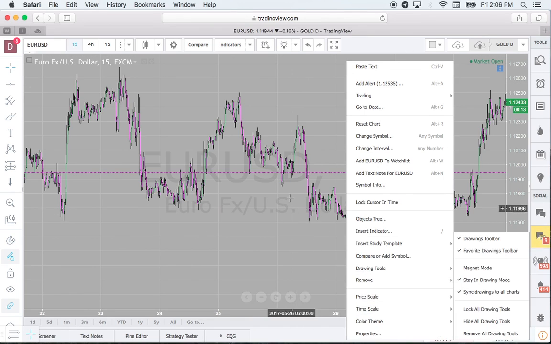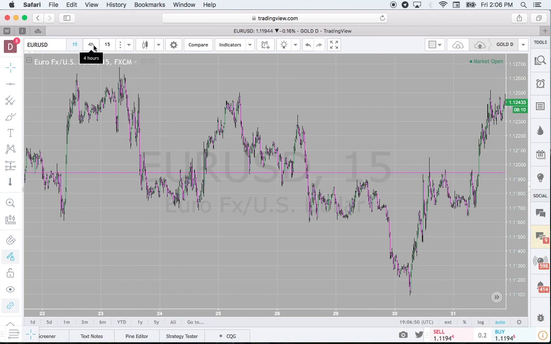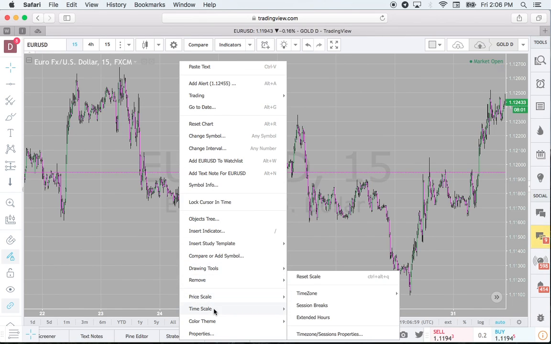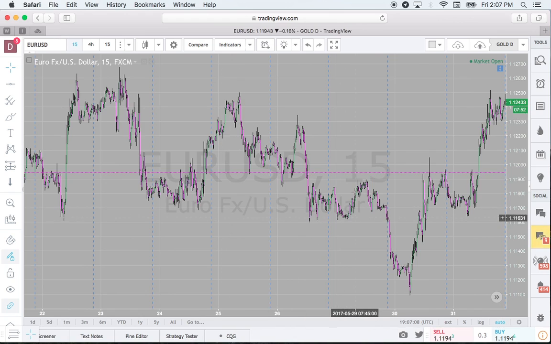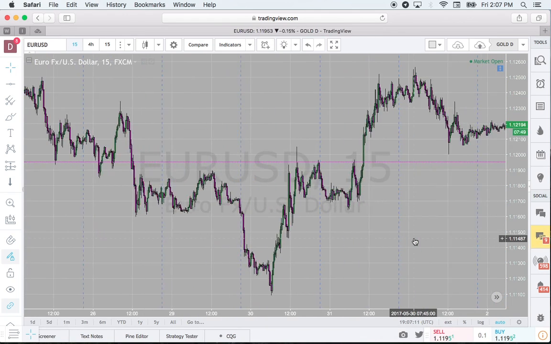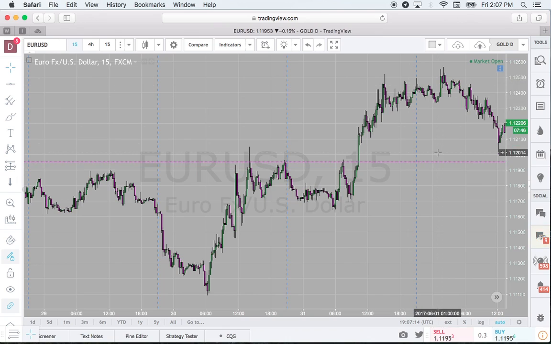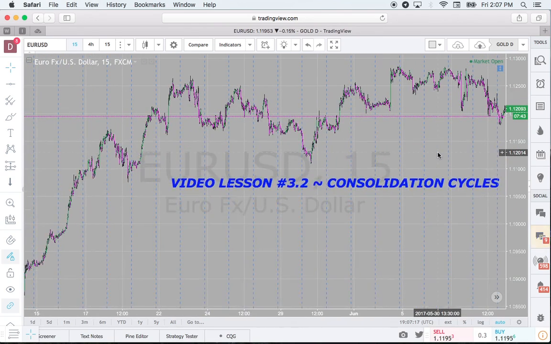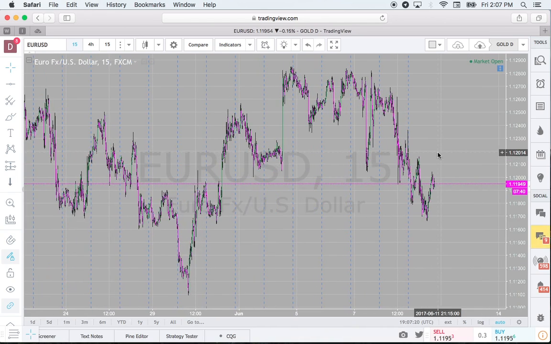First off, we're going to go to a smaller time frame. Consolidation happens on all time frames, but to get a better picture, we're going to go to the 15-minute time frame and click on session breaks. We're going to open our session breaks and we will see each session break here. Why this is so important is because the dealer uses each session break to connect the sessions together with consolidation.